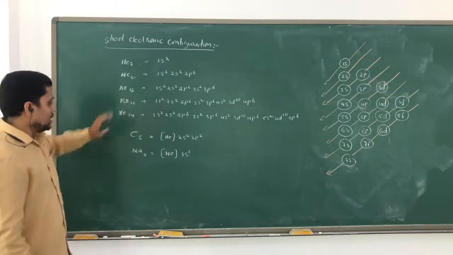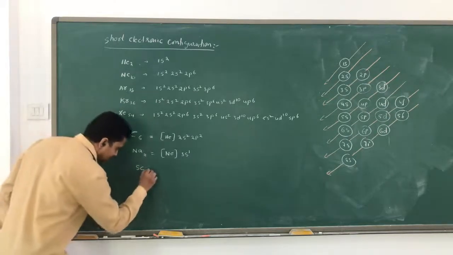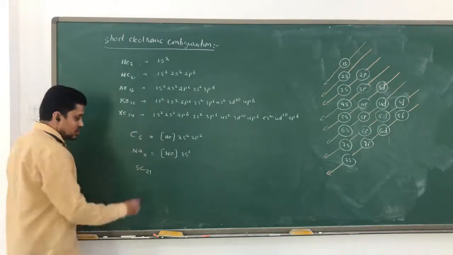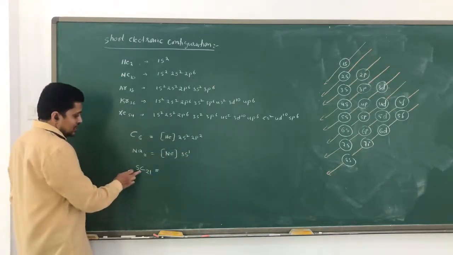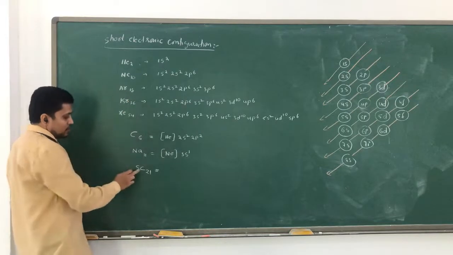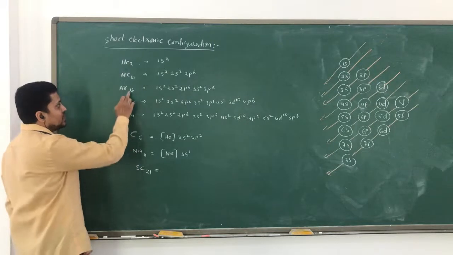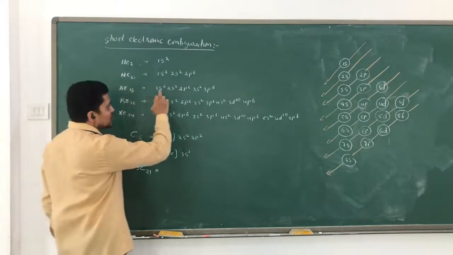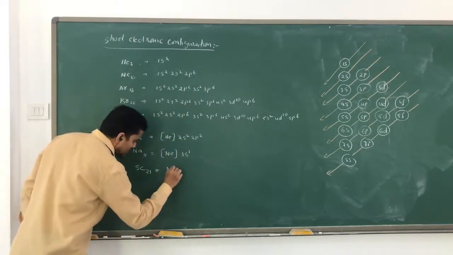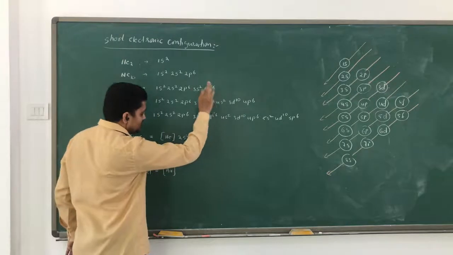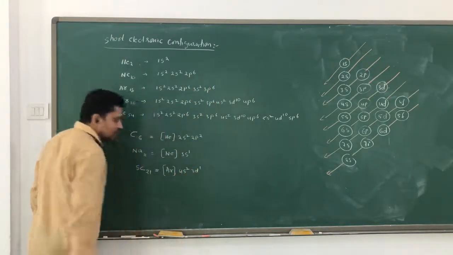Suppose I am taking another element, scandium, atomic number 21. Instead of writing all 21, I simply take the noble gas just before scandium. That is argon, 18, so up to 3p6 is over. Then we have to go for 4s2, 3d1.